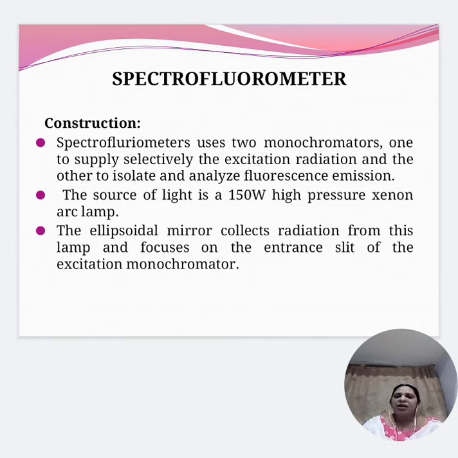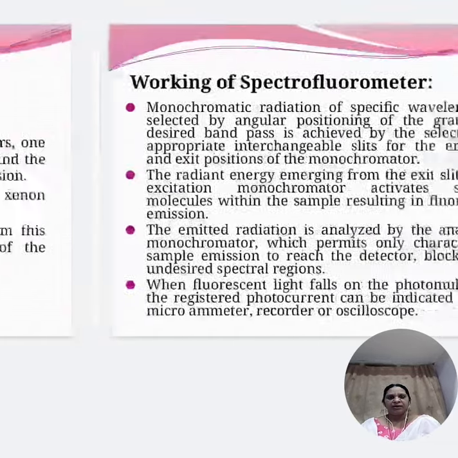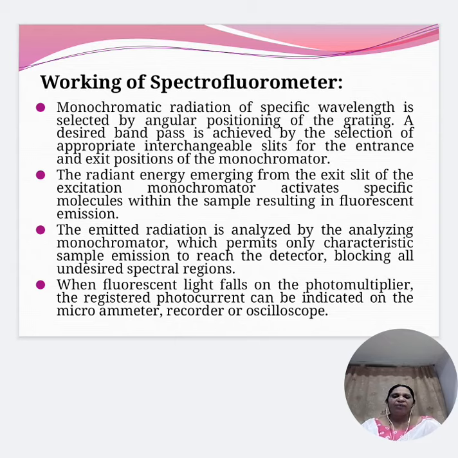The source of light is a 150 watt high pressure xenon arc lamp. An ellipsoidal mirror collects radiation from this lamp and focuses it on the entrance slit of the excitation monochromator. Then the monochromatic radiation of a specific wavelength is selected by the angular position of the grating. A desired band pass is achieved by selection of appropriate interchangeable slits for the entrance and the exit slits of the monochromator. You can adjust the slit width to get the desired band of frequencies.